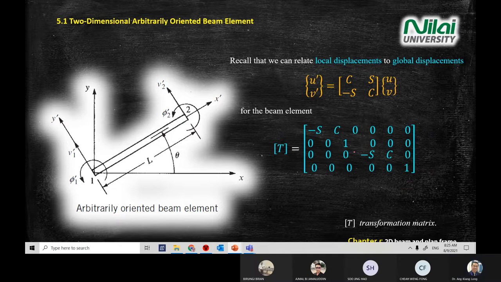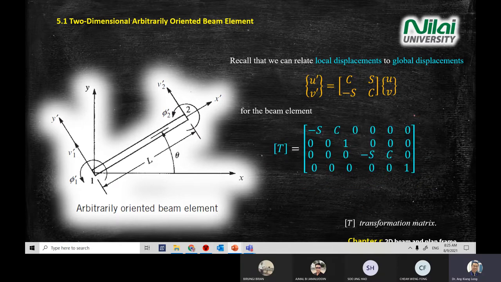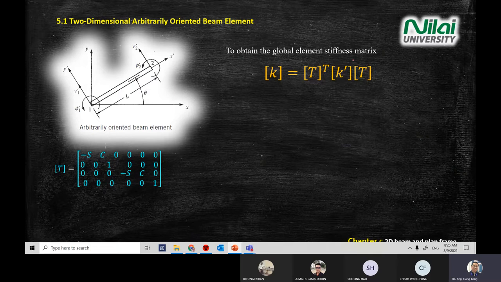Then this is your T matrix. You extract this T matrix equal to this one. Memorize this one, it's standard already: T equals minus S, C, 1, minus S, C, 1, and then the rest 0. So I put the T matrix on the left. How do you obtain the global element stiffness matrix? In your test or exam, if you write this one, you get 1 to 2 marks. It's the standard equation: K equals T transpose K prime T.